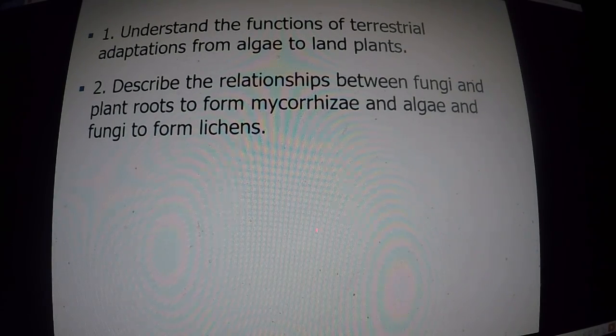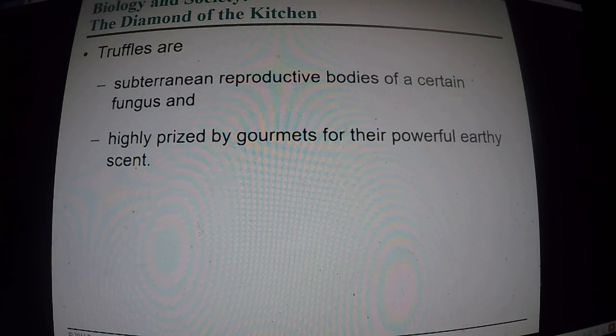So understand the functions of terrestrial adaptations from algae to land plants, and the relationships between fungus and plant roots, the mycorrhizae, and the algae and the fungus that form lichens, which you'll hear about.